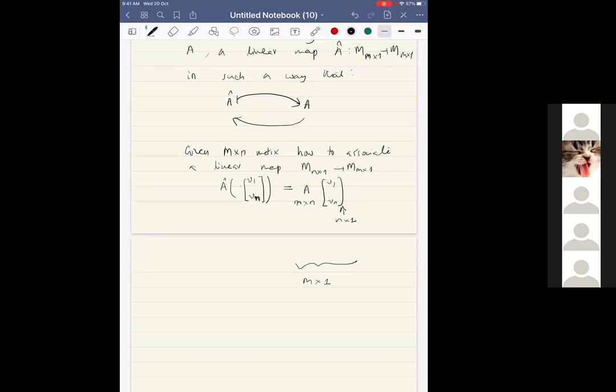So now I've gone from matrices to linear map.